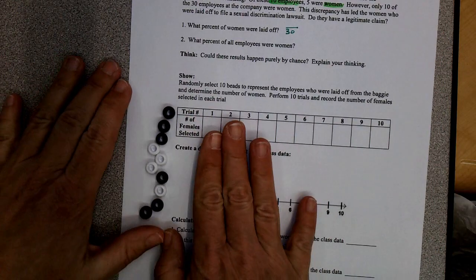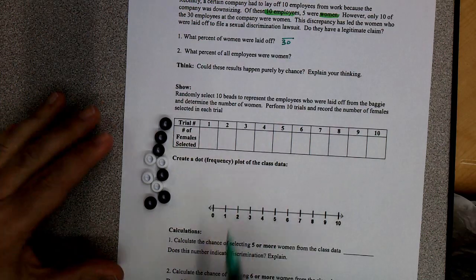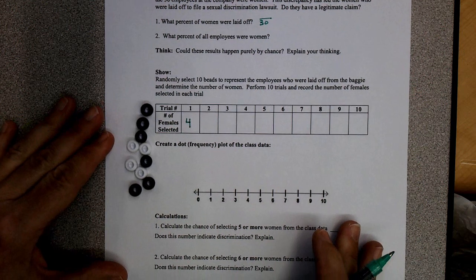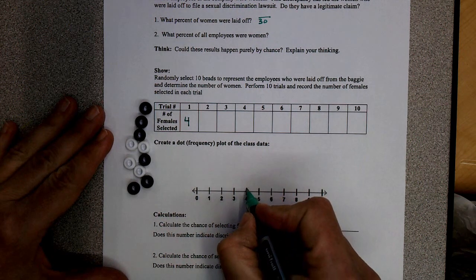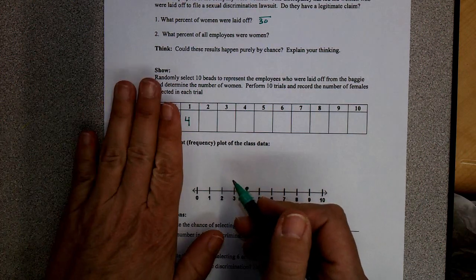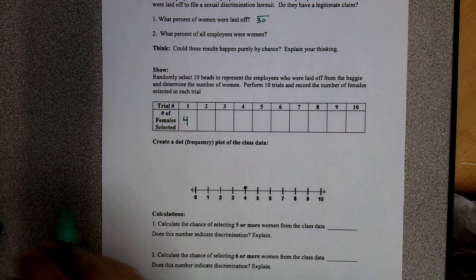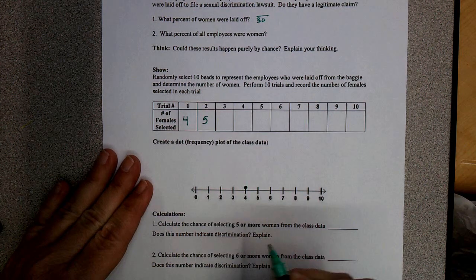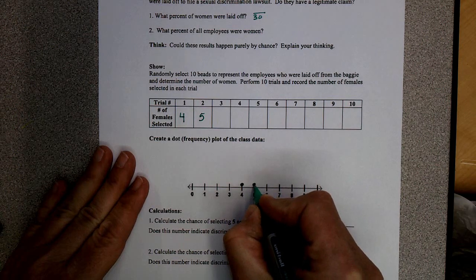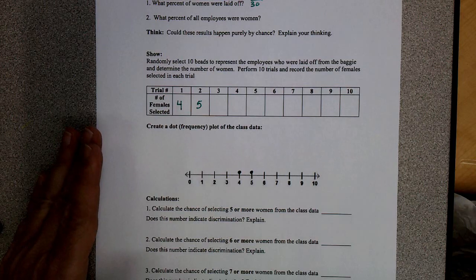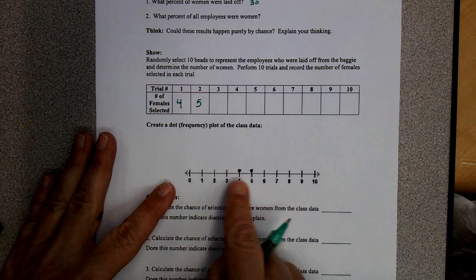So I drew out 10 beads, and here they are, and if you look at them, there are 4 that are white. So sample number 1 had 4 females selected, and since this is discrete data, I can go down here and put a 4. The next time I draw, I put these back into my population, redraw a sample of size 10, and maybe I get 5 beads that are white, so I'm going to put a dot at 5, and so on. So you're going to do 10 different samples, so you should have 10 markings on here.